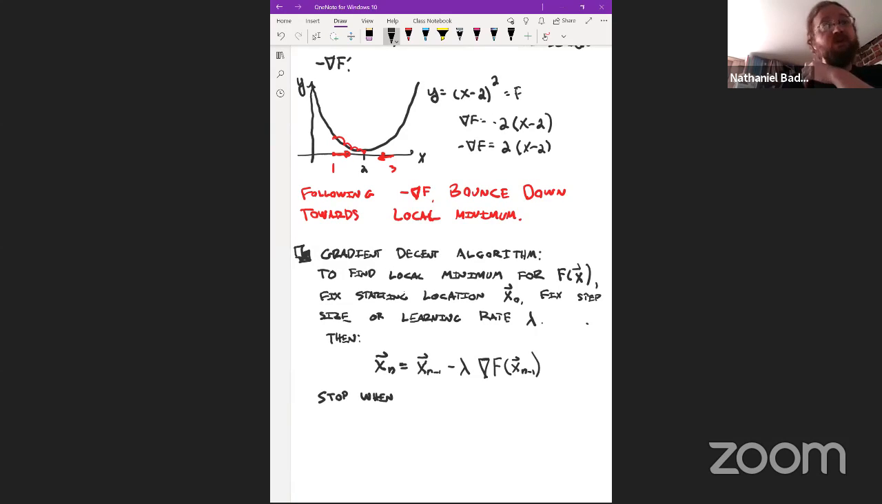And what we usually do is we usually stop when the length of the gradient is less than epsilon, for some fixed epsilon. Okay. So are there any questions?